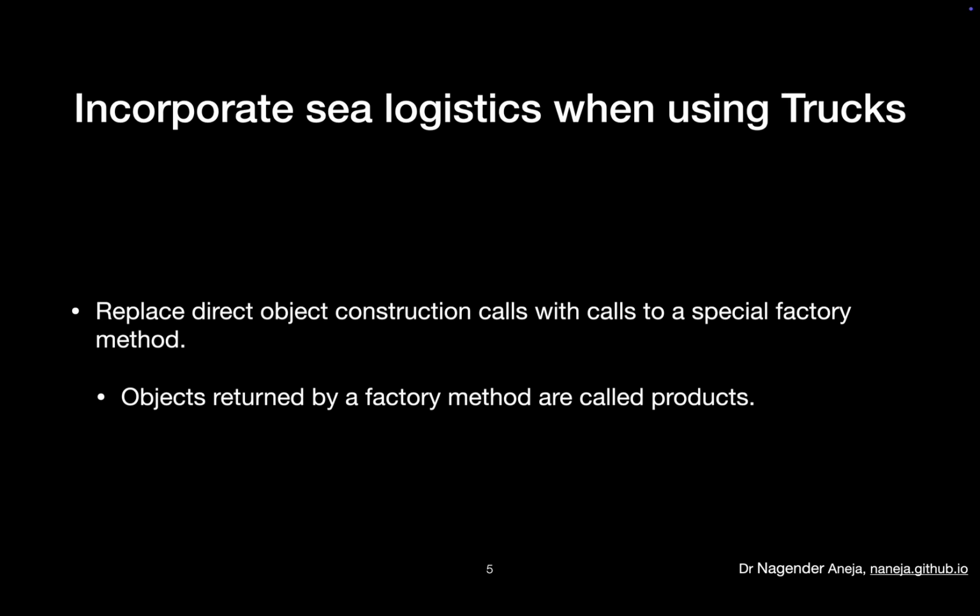So we need to replace the direct object creation in case this software is already built and there is a function that creates objects like trucks, creates a truck and assigns some functions to the truck. We need to replace that object construction call with a special call to a factory method. So we'll say create transport, create an object in the superclass, and then there will be a subclass that will create a specific type of object, maybe a truck or maybe a ship. Objects returned by the factory method are called products.